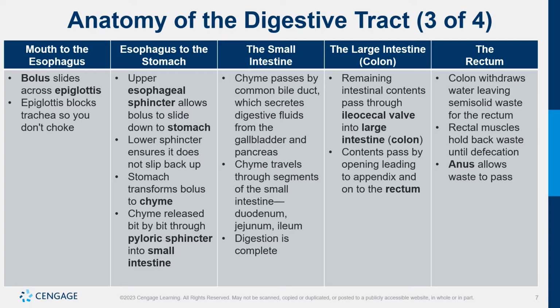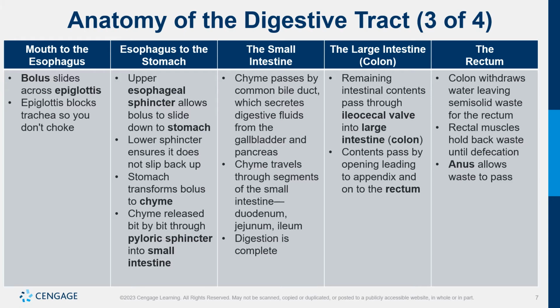It's important that this not be released too quickly because we don't want to overwhelm the small intestine with too much contents at one time. Most of digestion and absorption takes place in the small intestine, so that's why we want to make sure that the contents arrive slowly so that the food can be adequately digested and absorbed.